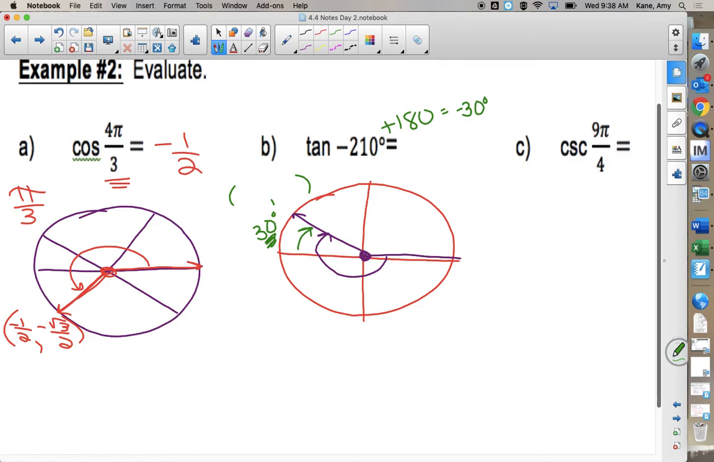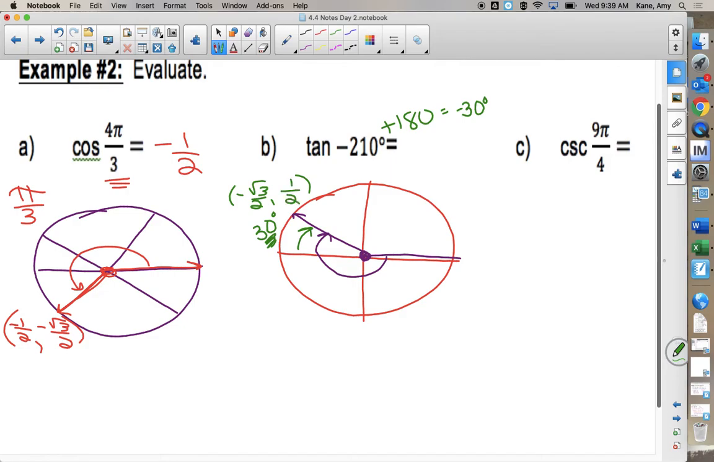Anybody remember the ordered pair that goes along with 30 degrees? Hannah? Oh, yeah, you're giving me the radian value. What's the xy value? Negative root 3 over 2. There you go. Negative root 3 over 2 and then 1 half.